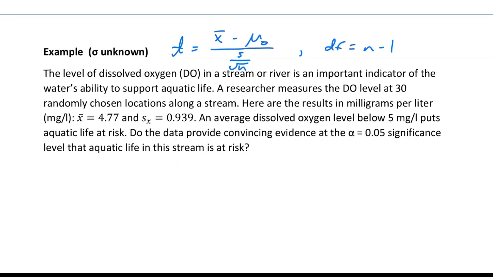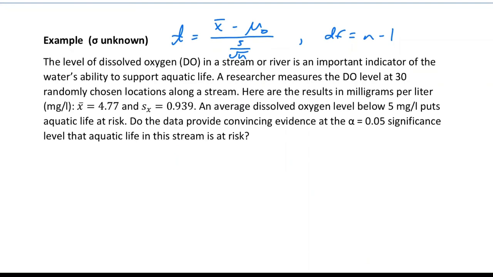Okay, so it says the level of dissolved oxygen in a stream or river is an important indicator of the water's ability to support aquatic life. A researcher measures the DO level at 30 randomly chosen locations along a stream. Here are the results in milligrams per liter. So our sample mean is 4.77.